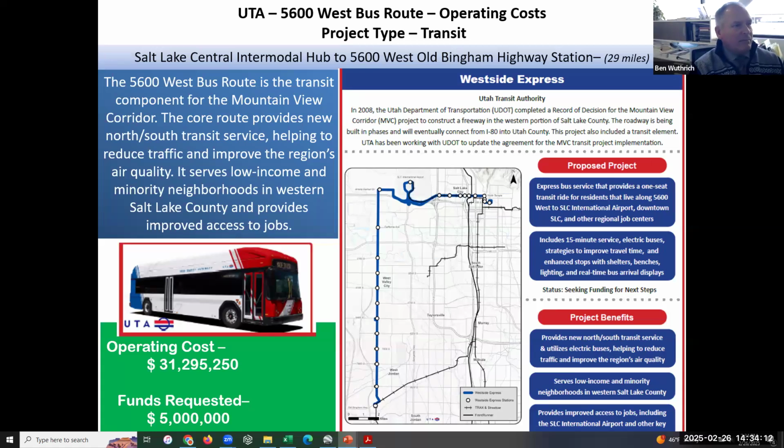Next request is for operating cost on the 5600 West bus route. This is for a 3-year, $5 million total, so about 1.66 million per year.